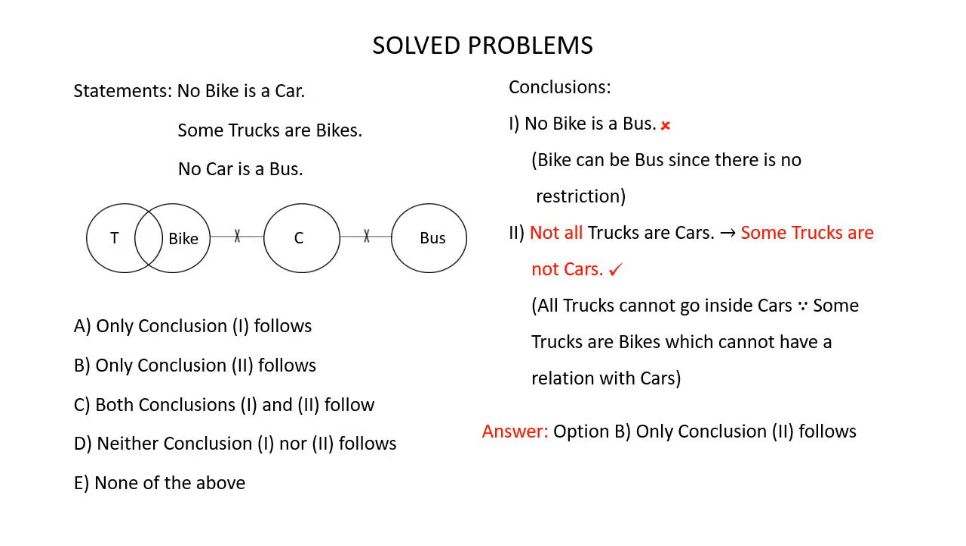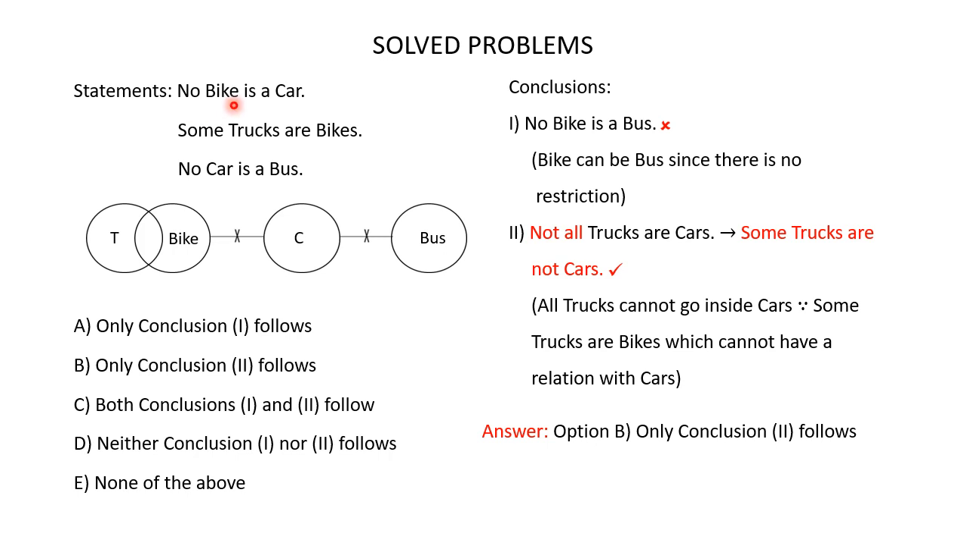In this question, you are given three statements and two conclusions. Let's find out which of these conclusions follow from the logic given in these statements. To do that, first we have to draw a Venn diagram for these statements. Now the statements are no bike is a car. Some trucks are bikes. No car is a bus. Now let's draw a Venn diagram for these statements.